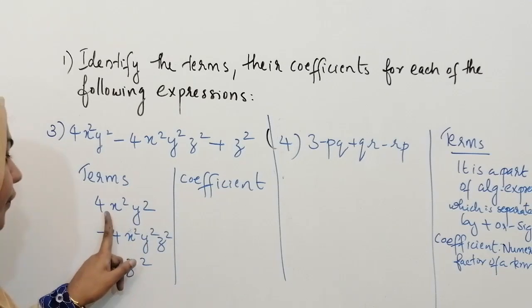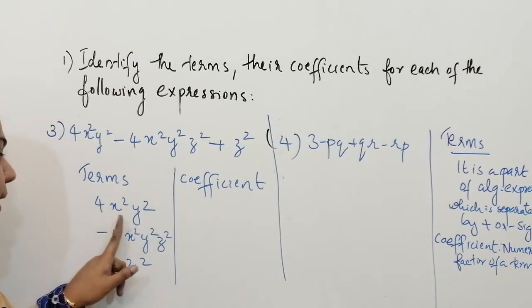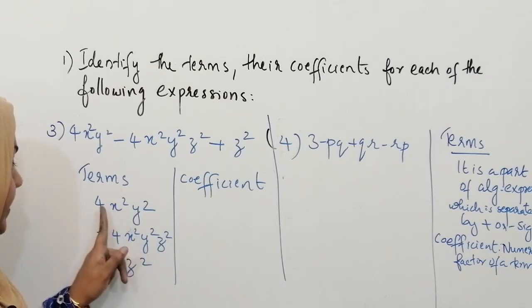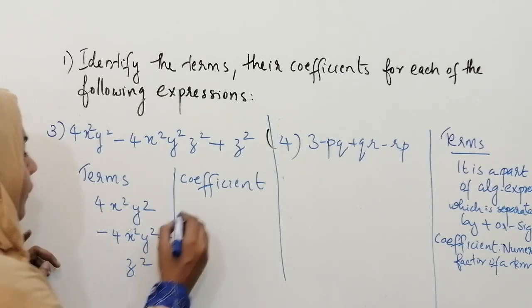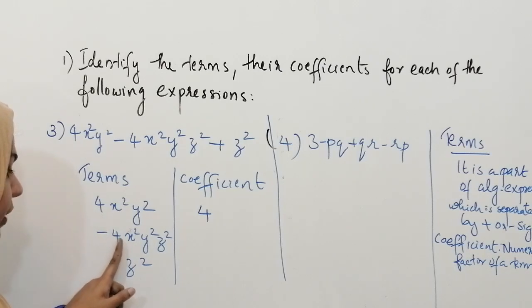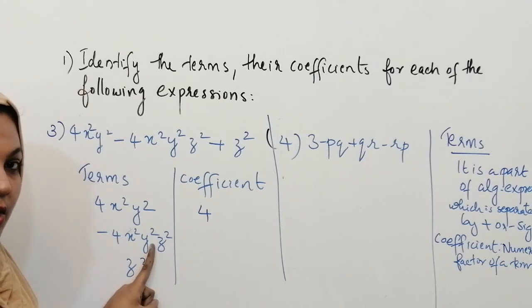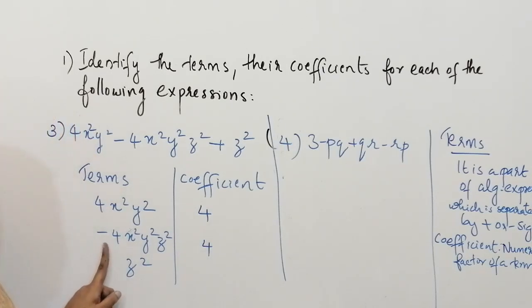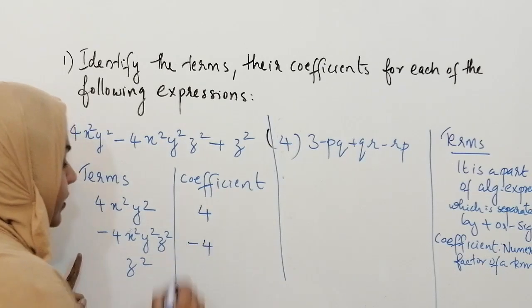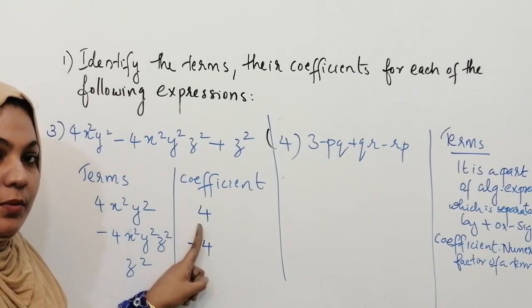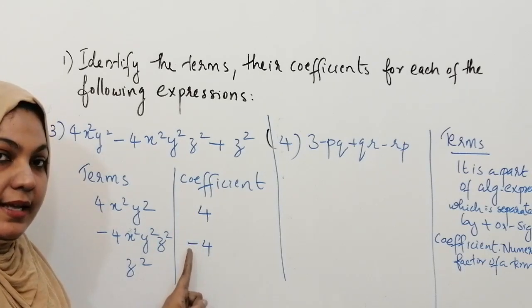So what is the coefficient of 4x square y square? You know that the number multiplied with the variable is called coefficient, or numerical factor of an expression. So here what is the numerical factor? So 4 is the coefficient of this term. So the next term is minus 4x square y square z square. Which number is multiplied? 4. But what is the sign here? Minus 4. So you have to mention the negative sign. No need to mention the positive sign, because 4 means plus 4. But you have to mention the negative sign.